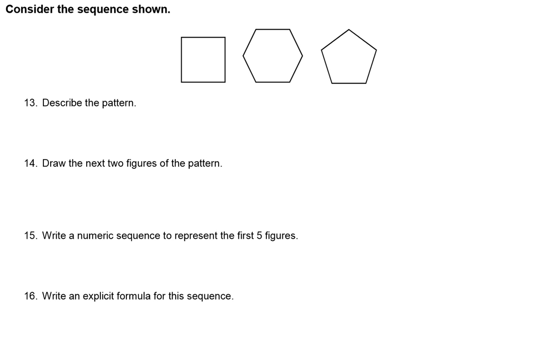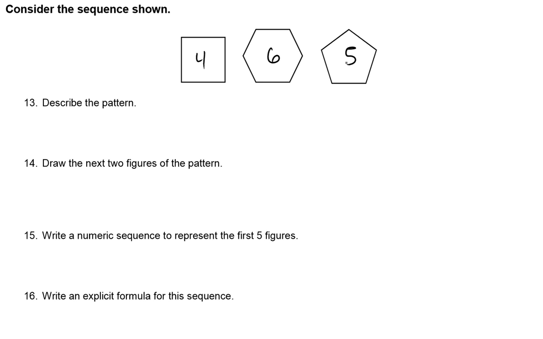All right, for the last group of questions, I need to apologize big time because this is a major typo. It says consider the sequence shown, and it says describe the pattern. Well, as I'm looking at this, first of all, I've got polygons. The first polygon has 4 sides. The next one has 6 sides, and then the next one has 5 sides. Now, as interesting as that is, I don't know where I would go from there.